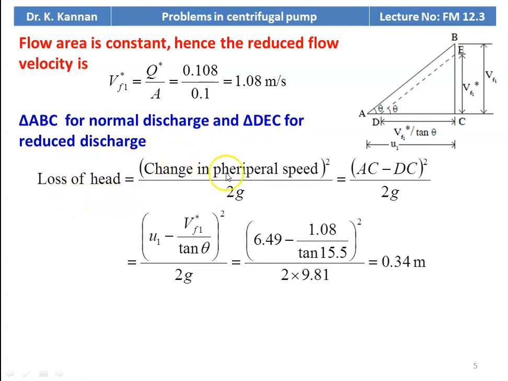So loss of head equal to change in the peripheral speed square divided by 2g. So change in the peripheral speed is AC minus DC. AC is the total length U1, DC is the change in the peripheral speed. AC minus DC whole square divided by 2g. So AC equal to U1, DC equal to Vf star by tan theta. So 6.49 minus 1.08 divided by tan 15.5 whole square divided by 2 into 9.81 equal to 0.34 meter.